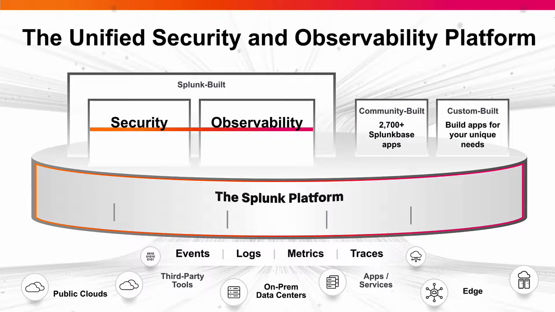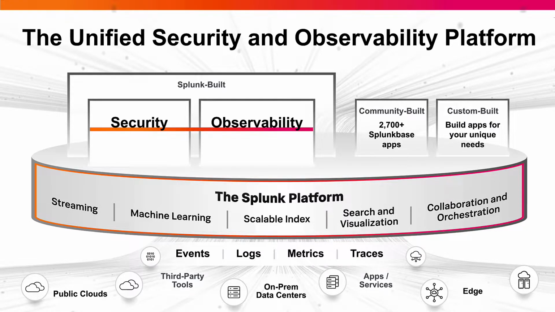That's why we provide an open, extensible data platform that supports shared data so that all teams can get end-to-end visibility with context. Splunk has evolved to become the unified security and observability platform. Security and observability capabilities are powered by the powerful Splunk platform for seeing and acting on the same data. With our extensible platform, you can bring together data from across your organization's hybrid multi-cloud technology footprint and do it at scale. It provides a powerful set of capabilities, including streaming, machine learning, a scalable index, search, visualization, and collaboration and orchestration.